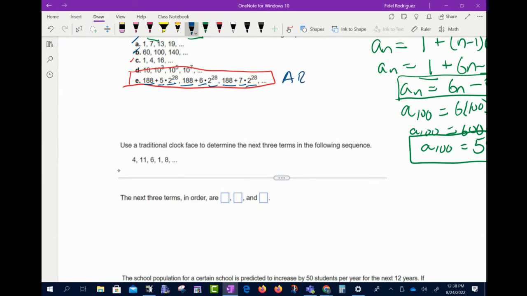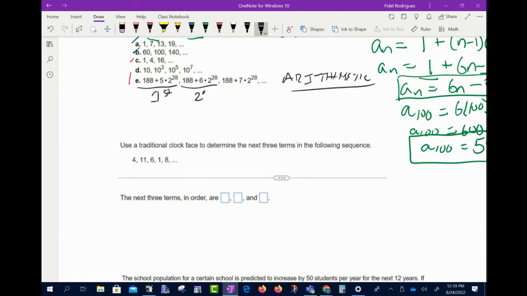So number one, guys, this is going to be an arithmetic sequence. Okay, so the other thing I want to point out is that's the first term, that's the second term, that's the third term. The way I'm going to write my formula an, they all have the 188, so I'm going to write that down. Now, if this is the first term, what do I have to add to one to get five? What number plus one would give me five? Four. So I'm going to put n plus four times that 2 to the power 28, okay?